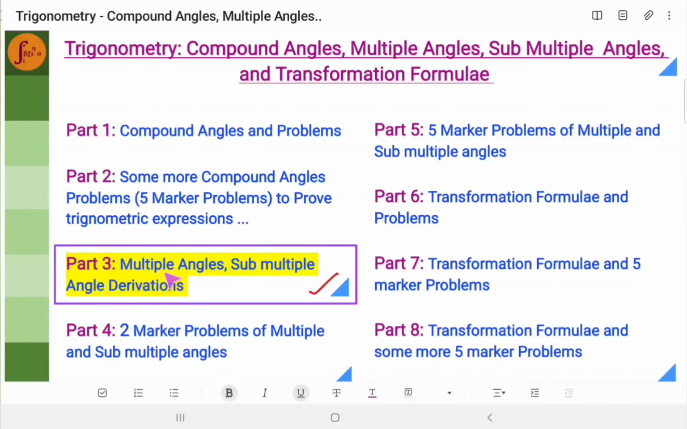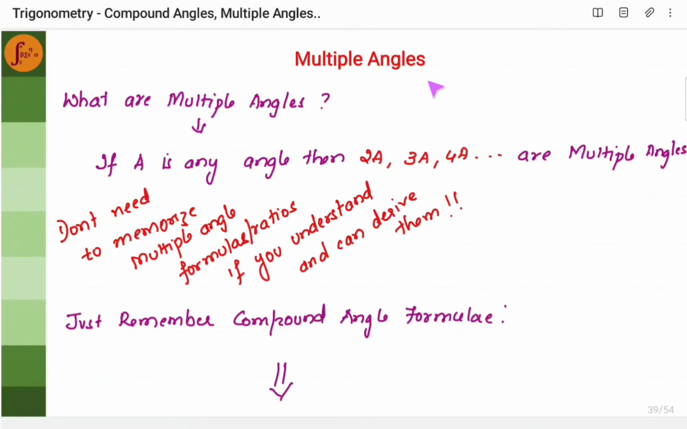Hi everyone, in this video we'll go through multiple angles and submultiple angle derivations from trigonometry. What are multiple angles? If A is any angle, then 2 times A, 3 times A, 4 times A, 5 times A and so on become multiple angles. What are the formulas for multiple angles?